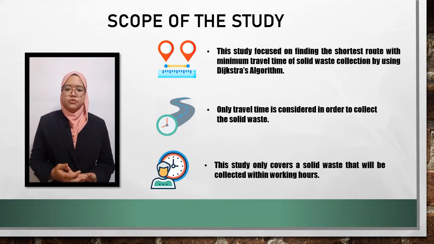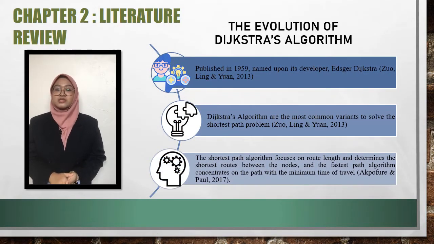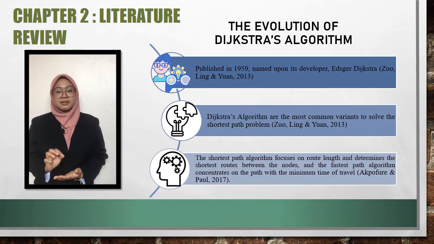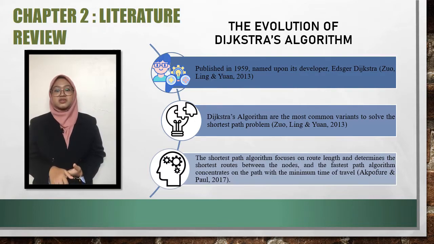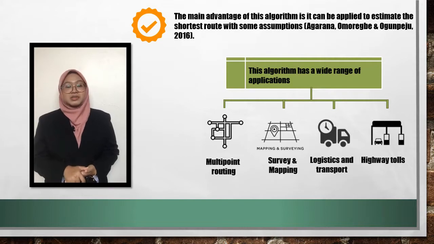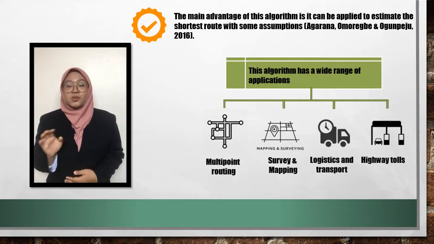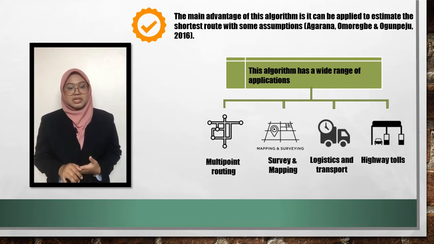The aim of this study is to find and use an effective mathematical model and to estimate the shortest route with minimum travel time for the collection of waste. The Dijkstra's algorithm is one of the most common variants to solve the shortest path problem. The shortest path algorithm focuses on road length and determines the shortest road between the nodes, and the fastest path algorithm concentrates on the path with the minimum time of travel. The main advantage of this algorithm is it can be applied to estimate the shortest route with some assumptions. This is related to our study, where we applied the Dijkstra's algorithm with some assumptions.